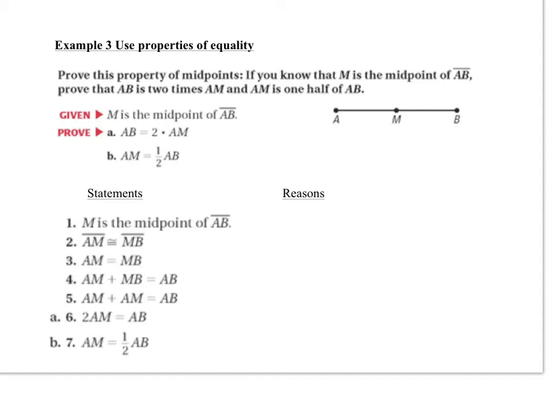So the first thing that we're given is that M is a midpoint of AB. We're going to prove AB equals 2 times AM and AM equals 1/2 AB. So looking at our statements, M is the midpoint of AB. That is my given.